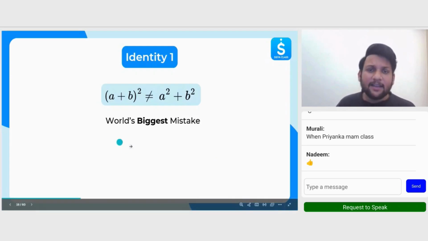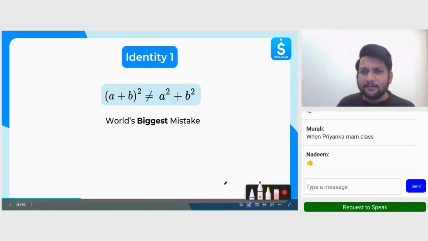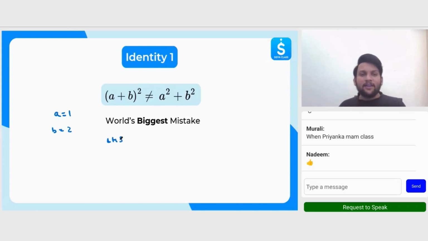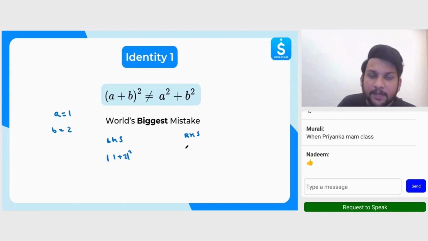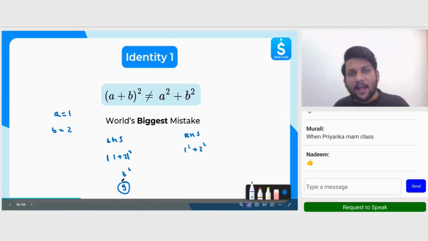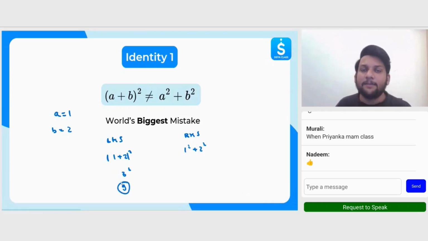For an example, let's take a as 1 and b as, let's take 2 only. Now if we consider the LHS, what is on LHS? A plus b whole squared. Okay, let me put the values. I will get 1 plus 2 whole square. Let's see RHS. What I have? A square plus b square. Okay, that means I will have 1 square plus 2 square. What is 1 plus 2? 3. 3 square. What is 3 square? 9. Okay, so I have the value of LHS with me, that is 9.